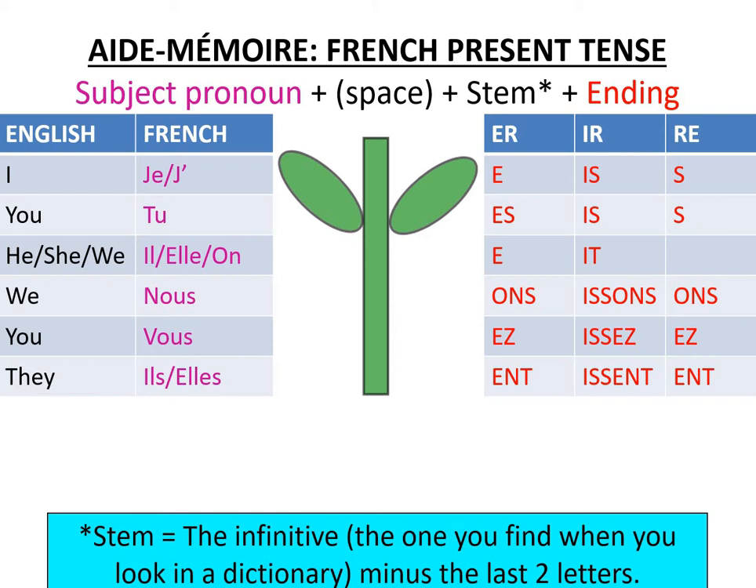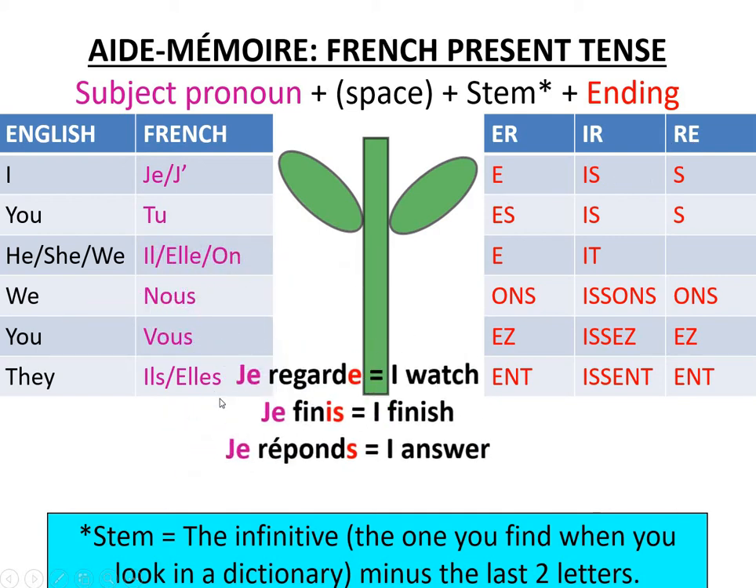So whenever we want to turn anything into the present tense, we start with what's called the subject pronoun. In other words, the person, like I or you or he or she. Then we have a stem, and we get that stem by taking the verb called the infinitive, the type of verb you'd find in the dictionary, and we take off the last two letters, because the last two letters mean to, like to eat or to drink. Then we add on a new ending, depending on the letters you took off and depending on who you're talking about.